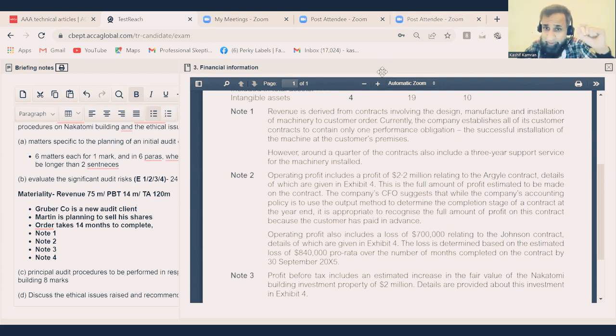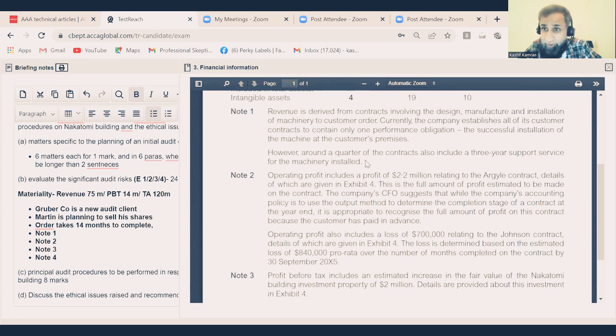Look at the twist in the next line. However, around a quarter of the contracts, that's 1/4 of the contracts, also include a 3-year support service for machinery installed. A quarter of the contracts includes a 3-year support service for the machinery installed. Is this another performance obligation?